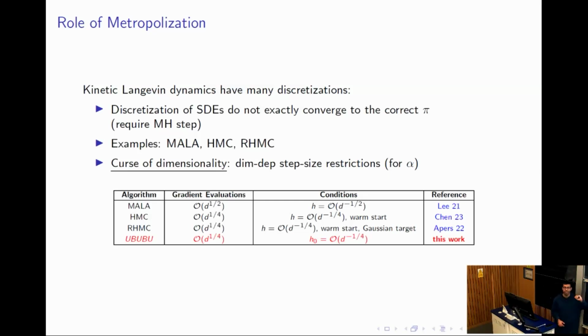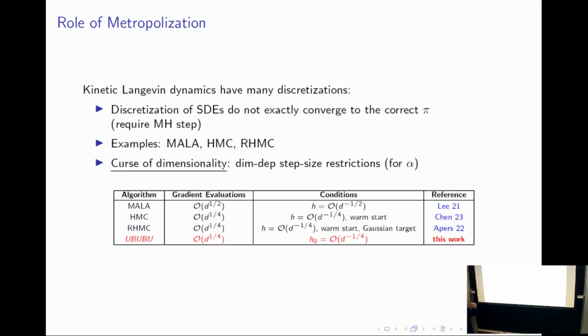So the method that we introduce is called UBUBU, and it's called UBUBU because UB denotes unbiased, and UBU is the UBU splitting order scheme. Okay, so this name worked very nicely actually when we consider the UBU splitting scheme. And if we compare this to the other algorithms that I've mentioned above, MALA, HMC, and randomized HMC, what we have are complexity results related to gradient evaluations given here, and the conditions that are required in order to ensure that we have them.